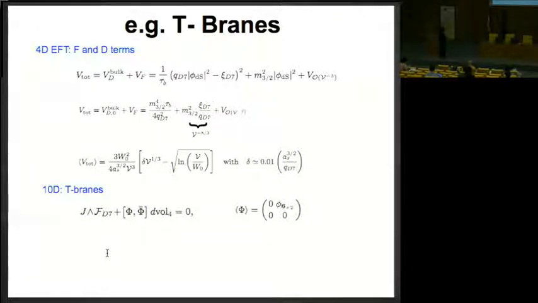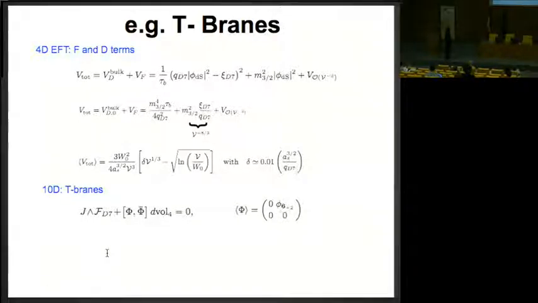In this case, contrary to the anti-branes, this delta is a number, it's not a variation. Delta is a number here. The volume to the 1/3 has to compete with the log of the volume over W0. So for W0 not too different from 1, in order to get a minimum, these two things have to compete, so the volume is large, but not too large.